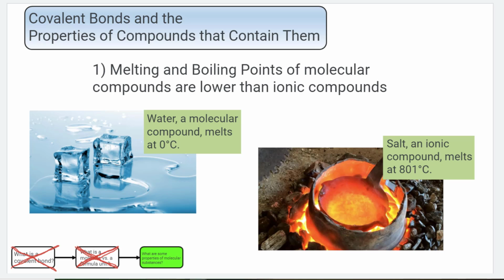So let's look at the melting and the boiling points of molecular compounds. They are lower than ionic compounds. So water, which is a molecular compound, melts at 0 degrees Celsius. This is a lot lower than salt, an ionic compound, which is melting at 108 degrees Celsius.